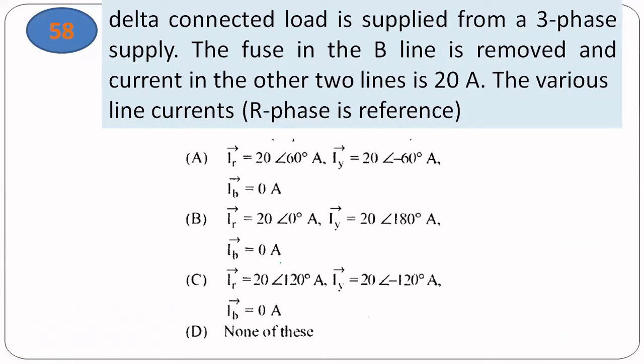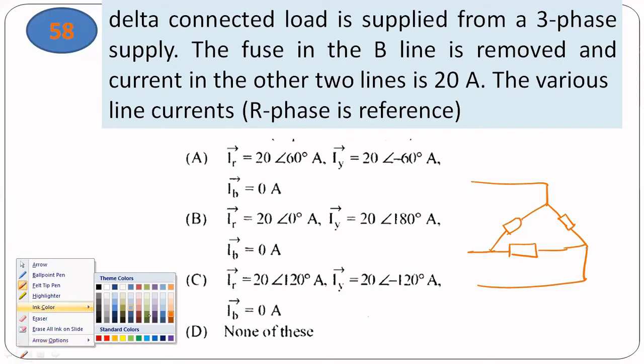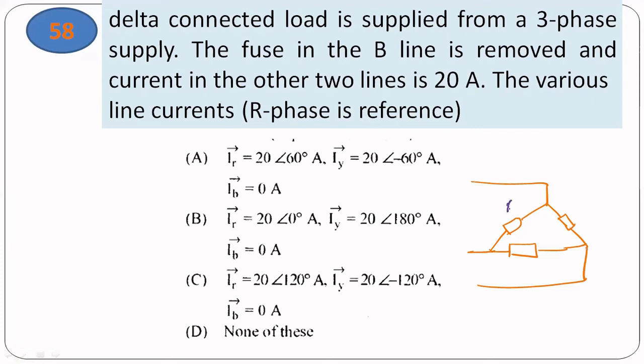Next is about a delta connected load. We can look into how the actual system will look. There is a delta connected load. One current corresponds to the R phase, that is R, Y, B. Here also we can define that the current in this case is IR, the current in another case is IY, and the current in the third case is IB.